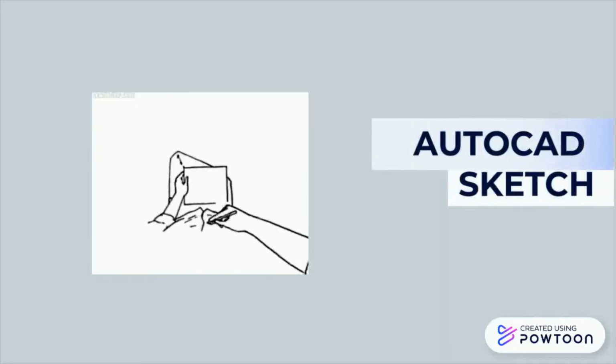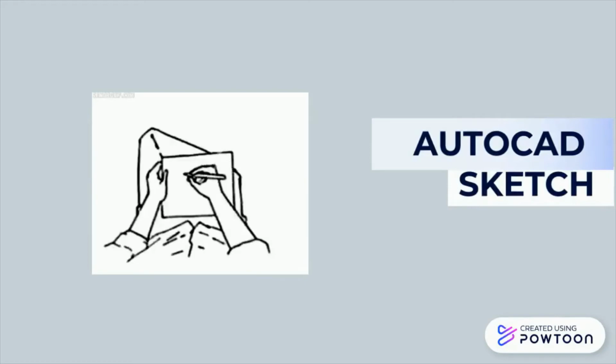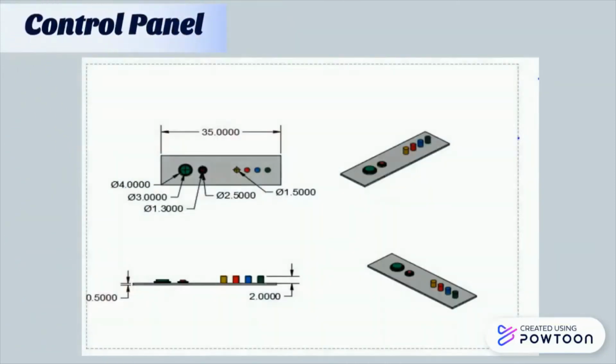AutoCAD sketch. Due to the ongoing pandemic, experiment on the real hardware could not be carried out. Therefore, the design of the indoor food waste decomposer has been drawn using AutoCAD. First, we're going to have a look at the control panel of the food waste decomposer. It has 4 LEDs and 2 push buttons.